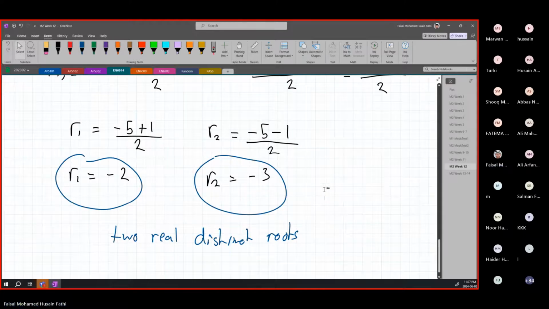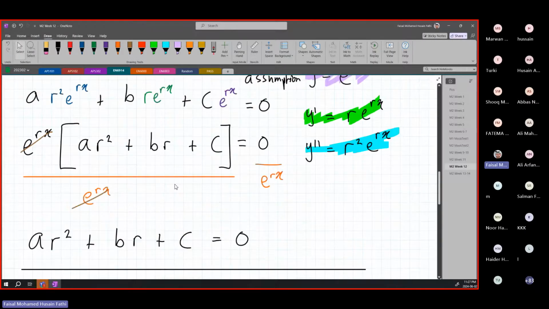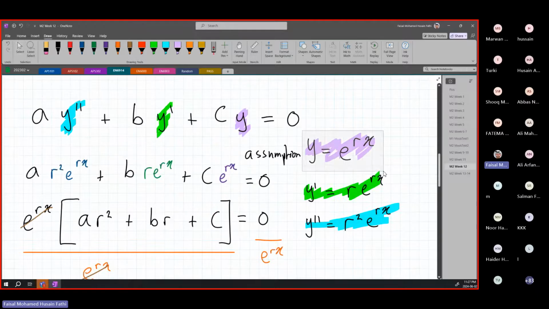All right? So why are we finding these roots to begin with? What's the whole point of finding these roots? We are trying to find our solution. Remember, our solution is simply y. Y is equal to, in our assumption, e to the power of rx.